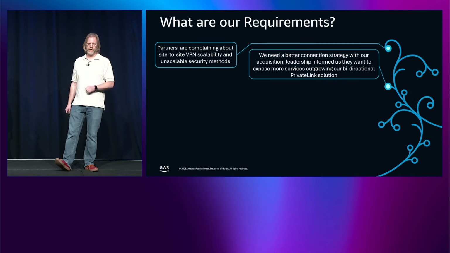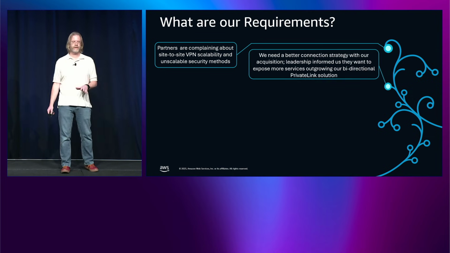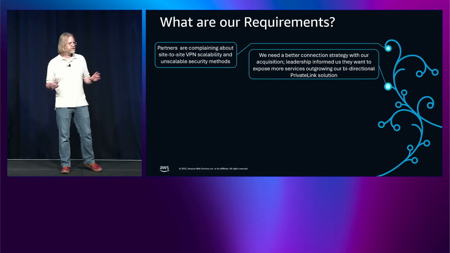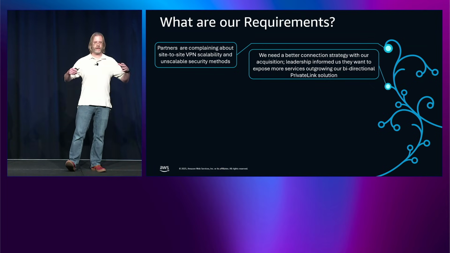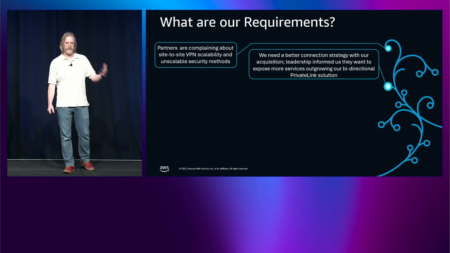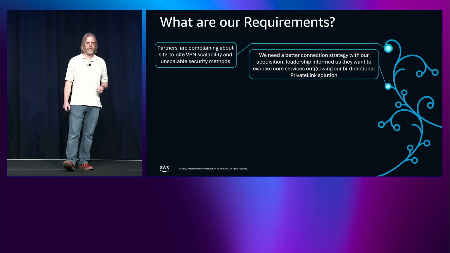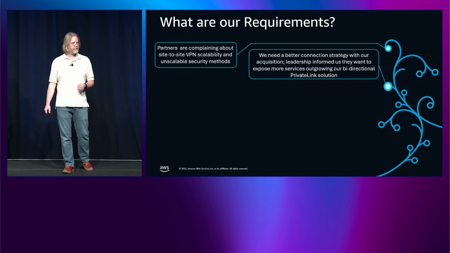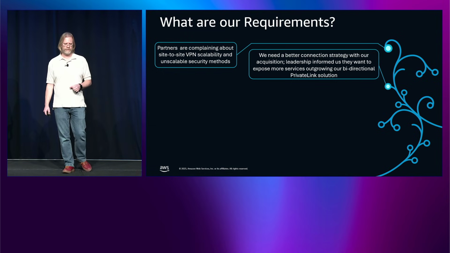The next thing we want to do is have a better connection strategy for our acquisition. The bidirectional private link works for going to specific services, but as the companies merge more and more, they need to add more services. That's not quite easy to do with bidirectional because you'll have to add more listeners. You have a max of 50 on NLB. It can be quite cumbersome for any, again, adds, merges, or changes.